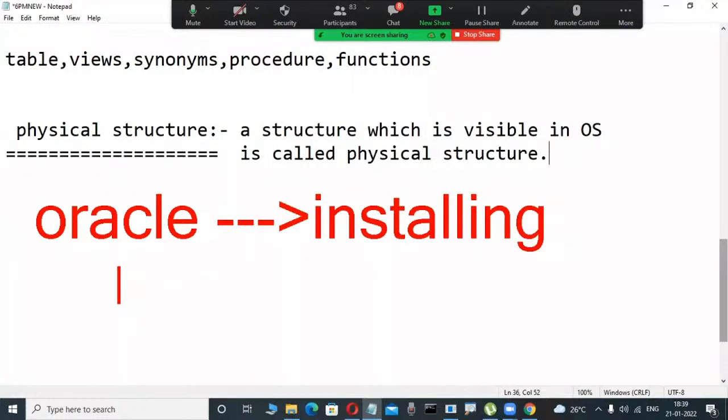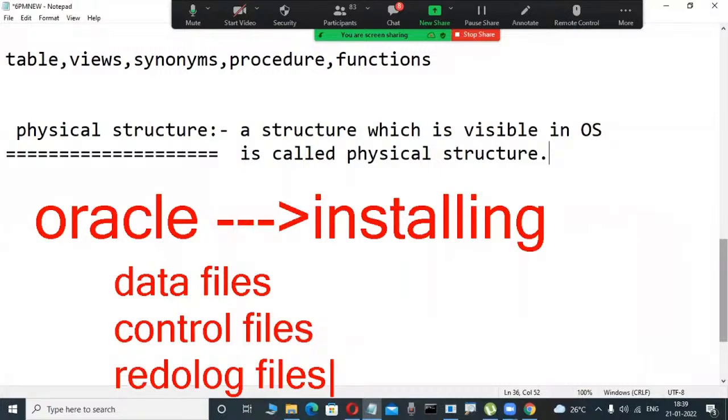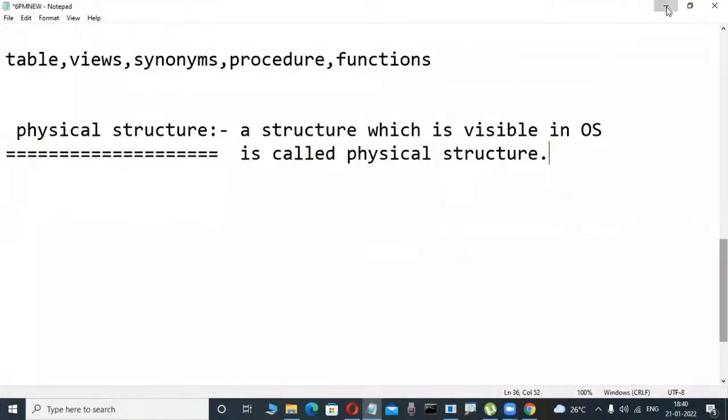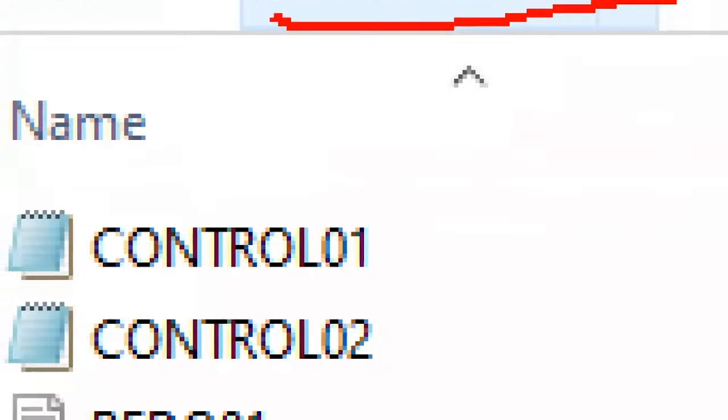Some physical files are created, called data files, .dbf files, control files, and also redo log files. You don't have an idea about these yet. In the future DBA concept, I'm giving a rough introduction in our course. Whenever I'm installing Oracle software, automatically some files are created on the disk, in the C drive, D drive.